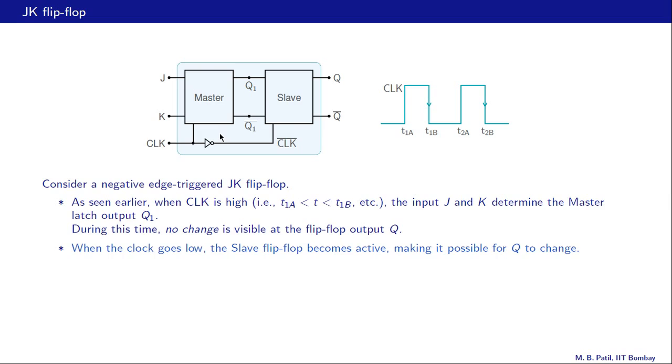Now when the clock goes low, the slave flip-flop becomes active. The master does not allow any changes anymore in Q1. The slave flip-flop becomes active, and now this change which happened in Q1 in the earlier phase, that is clock equal to 1 phase, gets transferred to the slave output, which is Q.